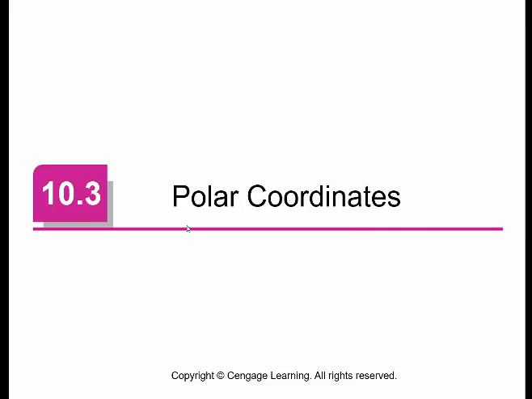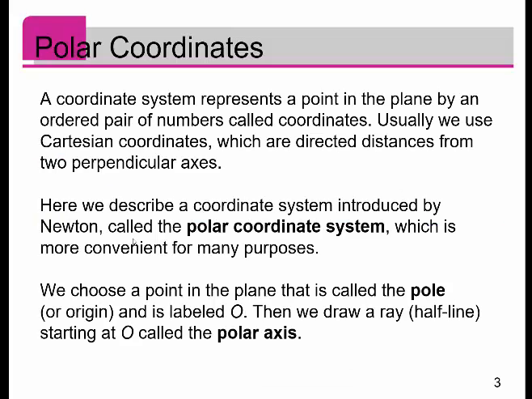Alright, so what's the deal with polar coordinates? A coordinate system, like the one that we're used to seeing, the Cartesian coordinate plane, represents a point in a plane by an ordered pair of numbers called coordinates. Now you're used to seeing this as x and y. Usually we use Cartesian coordinates, where directed distances from the two perpendicular axes, like the x value: positive x values go to the right, negative x values go to the left, positive y values go up, negative y values go down.